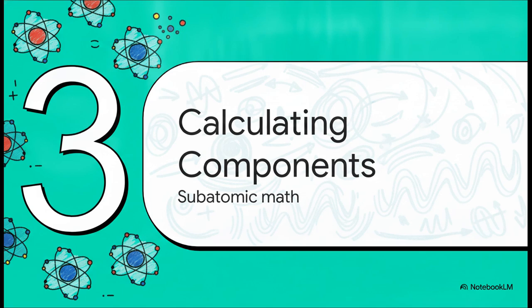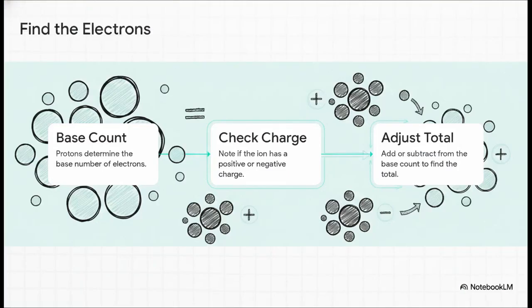Calculating atomic components. Okay, here's where it gets really practical. When you're calculating these components, remember that your protons are your fixed identity. You can't change those without changing the element itself. Electrons, however, act like negotiable currency. You can add or subtract them depending on an ion's charge.